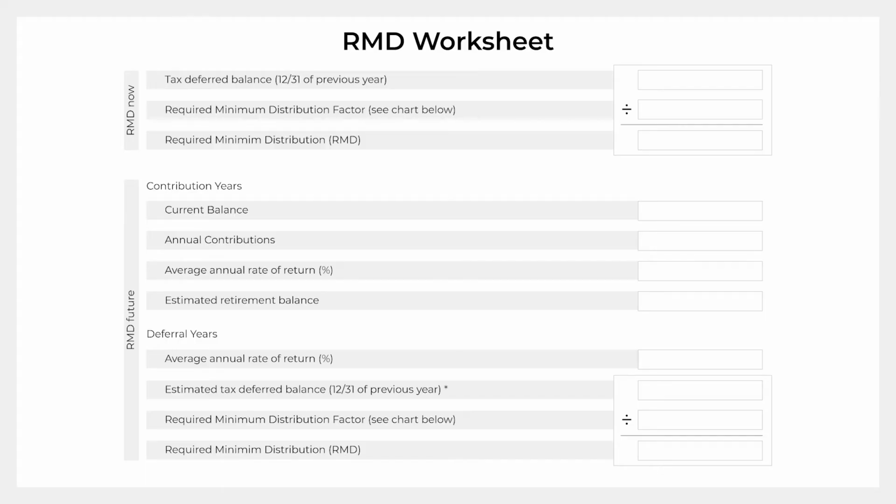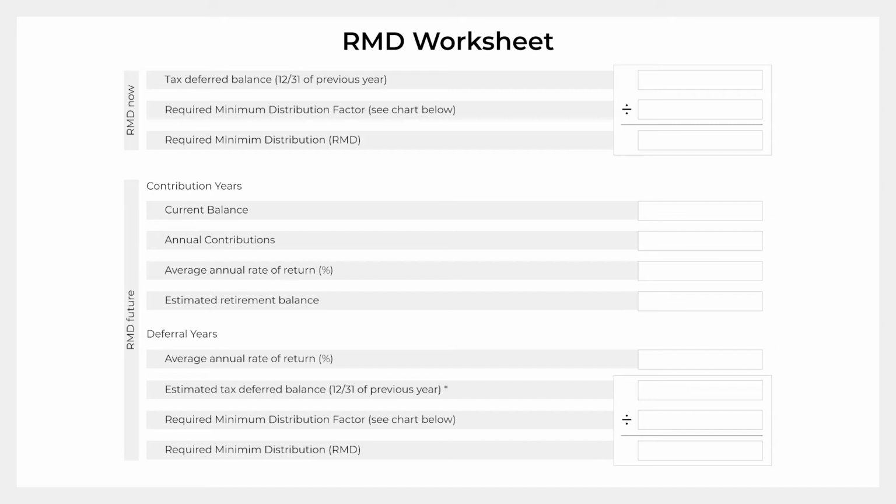Now that we've walked through what an RMD is and how it's calculated, let's bring it home to you. I'm going to encourage you to go to the resource section of this course and download the RMD Worksheet. I'm going to walk through a couple of scenarios here, but I want you to be able to apply it for yourself and determine what your RMD is going to be, either currently or in the future. The slide that you see right now is the RMD worksheet.